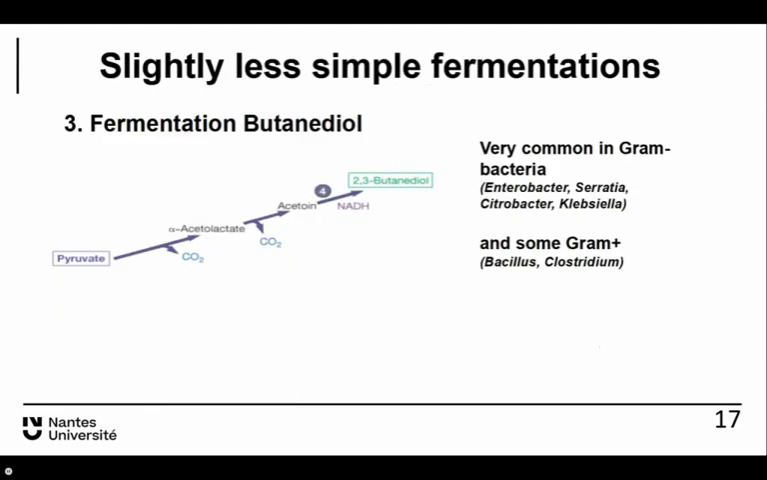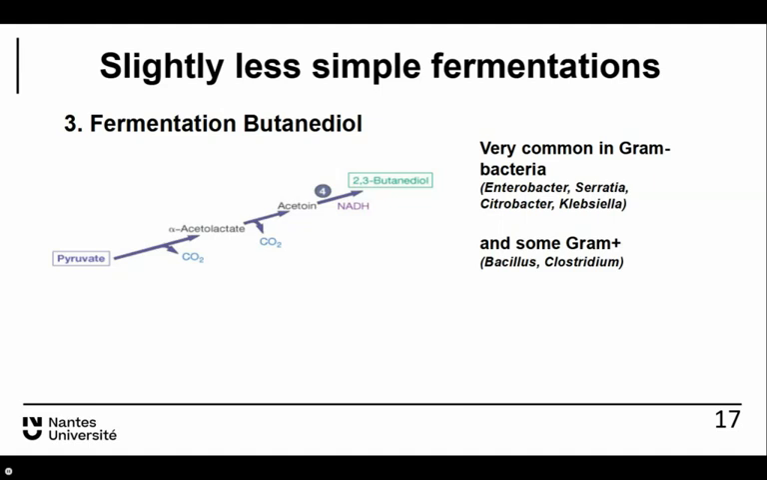Now lactic acid and ethanolic fermentations are very simple fermentation pathways with just one or two enzymatic steps between pyruvate and the fermentation product. So many bacteria can use these. Well, there are a lot of lactic acid bacteria, but there are also more complex fermentation pathways, which we're going to look at now.